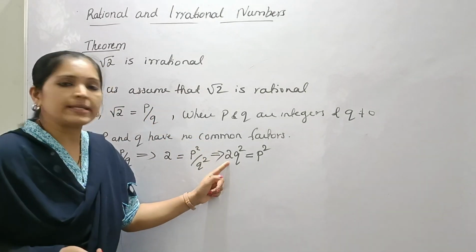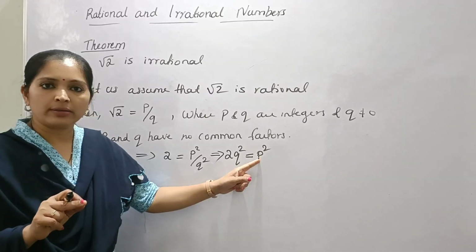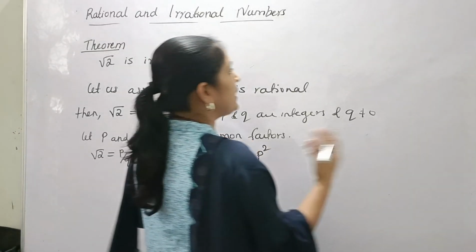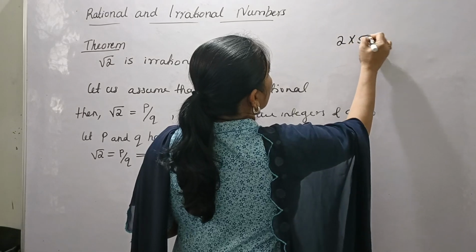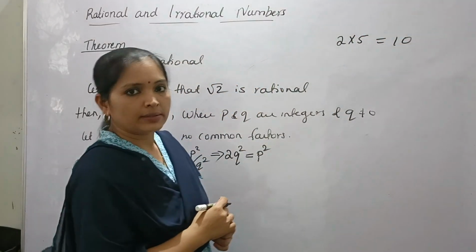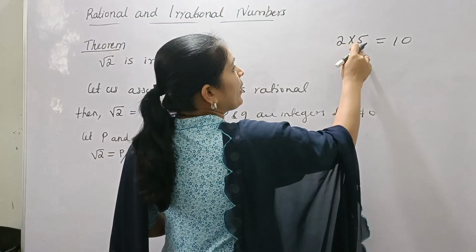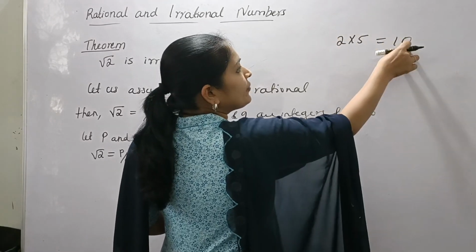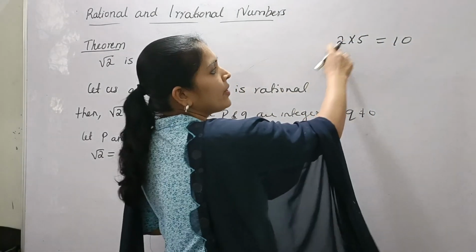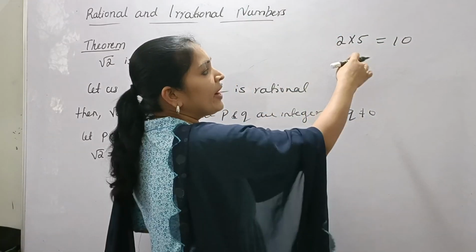That means 2 is a factor of p square. For example, let's take some number: 2 into 5 is equal to 10. That means 2 is a factor of 10. That means 2 divides 10.